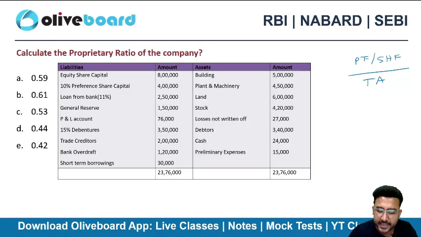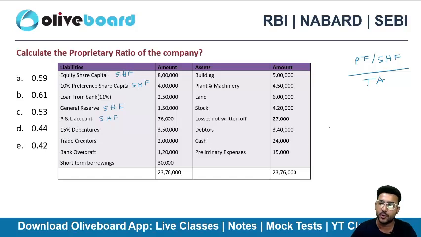The first thing here is shareholders fund, right? So can I say that my equity share capital, my preference share capital, my general reserve, my profit and loss account, that's my shareholders fund, right? Debentures is a non-current liability. Creditors, bank OD, short-term borrowings, that's a current liability. Loan from bank is a non-current liability. So as of now, this will be my shareholders fund, right?